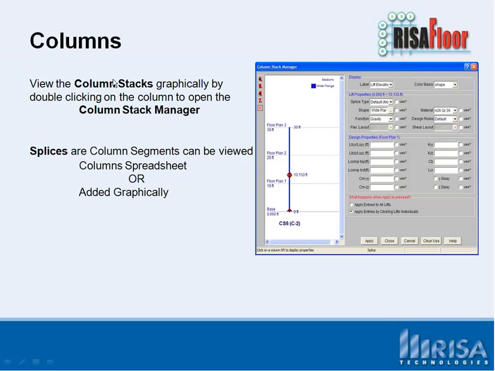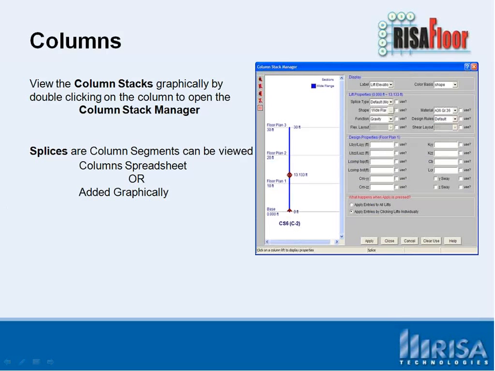You can view the column stacks with the column stack spreadsheet, as we did just before, but really a good way to see this is just by double-clicking on the column. You can see we have the column stack manager. And this flushes out what we were just looking at. So the column runs from 0 to 13, and then from 13.133 to 30 feet. 2 different lifts is what we call it, and we've got those listed there.